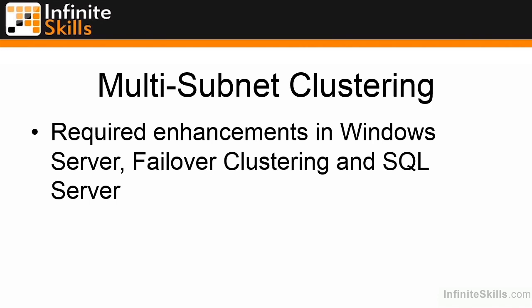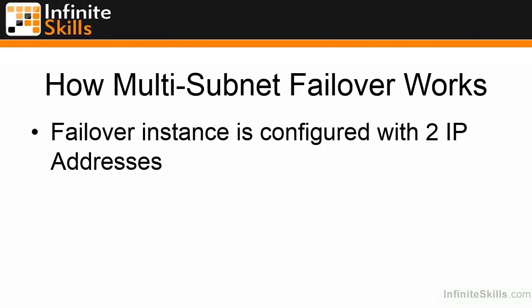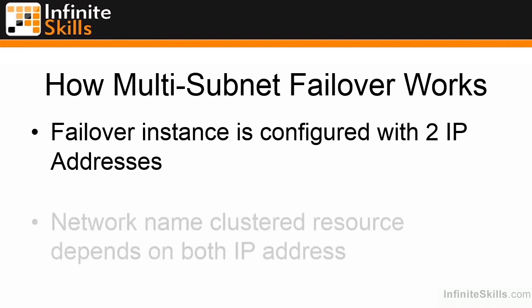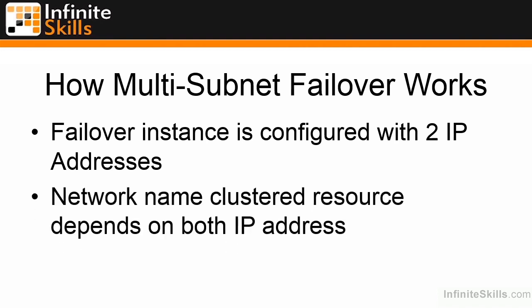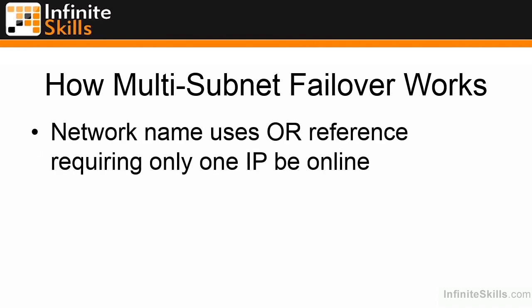When we're configuring the multi-subnet failover, we have to do some special things within failover clustering. Basically, what we need to do is we need to tell the failover cluster that there's going to be two IP addresses, one for each subnet. The network name is then going to be bound to both of those IP addresses within the failover cluster configuration. How we know which failover clustering IP address to use is going to completely depend on an OR reference.